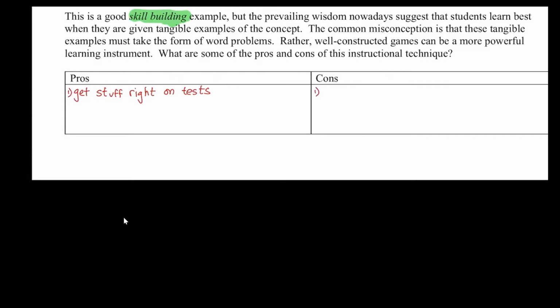So correspondingly, you have a con to go along with that. Yeah, you can get stuff right on tests. Are you going to get it right on all the tests? Every test that you take from there on out? You don't understand the underlying concept. You just know how to follow the steps. Step 1, step 2, step 3, circle your answer. You're going to have issues with retention.